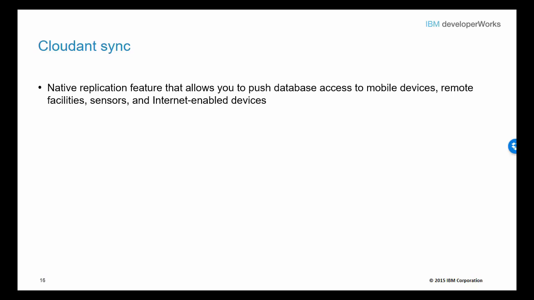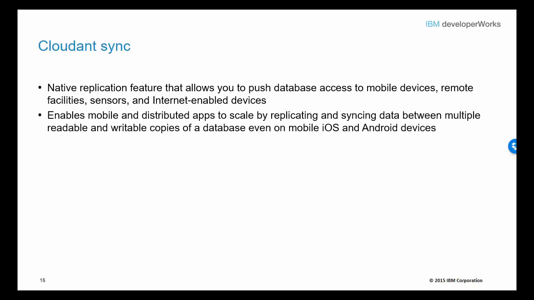This is a built-in replication feature that allows you to have distributed copies of your data in mobile devices, remote facilities, sensors, and any internet-enabled device or server. It allows distributed or mobile apps to scale by replicating and syncing the data between multiple copies of the database. This includes databases running on iOS or Android devices, or anywhere where Cloudant or Apache CouchDB can run.